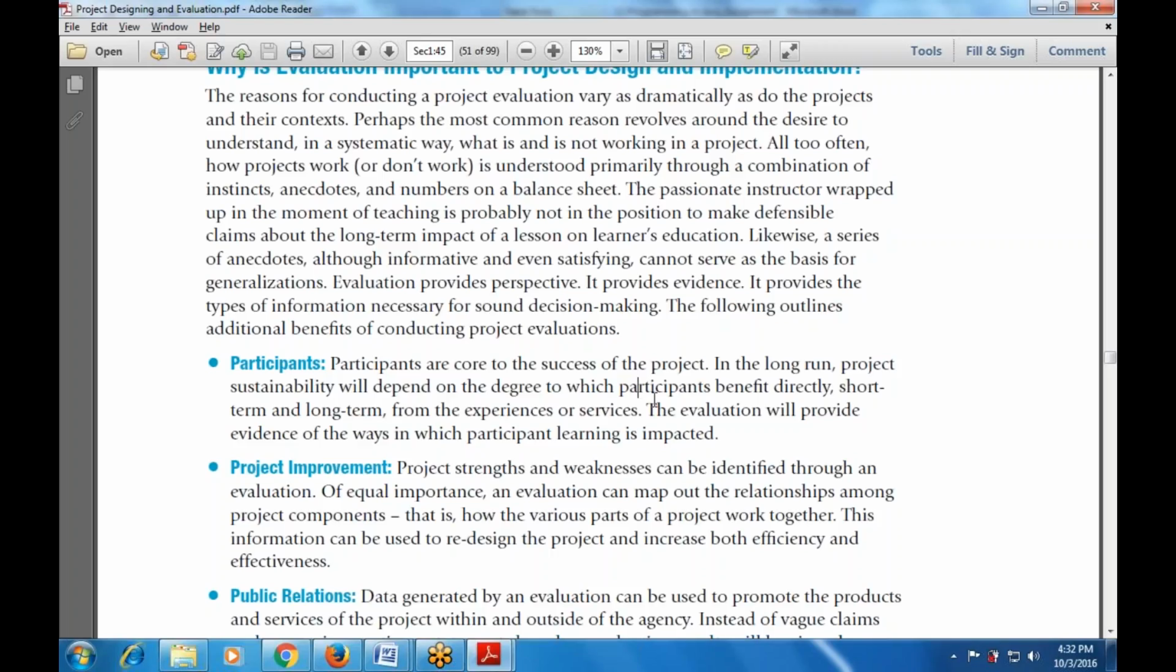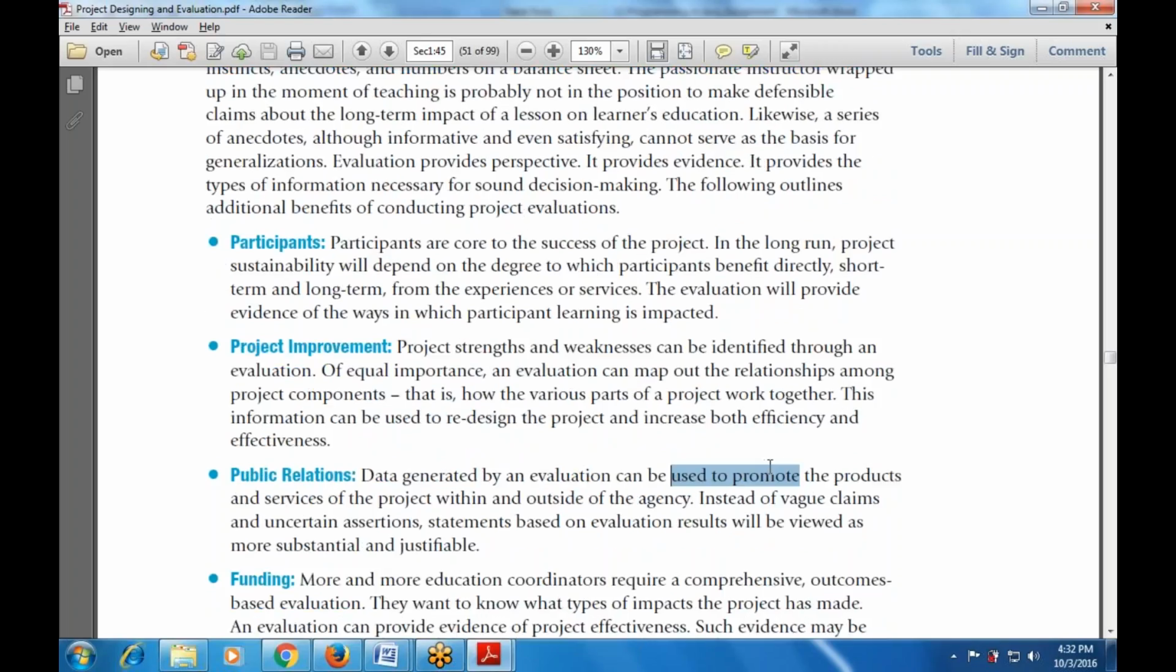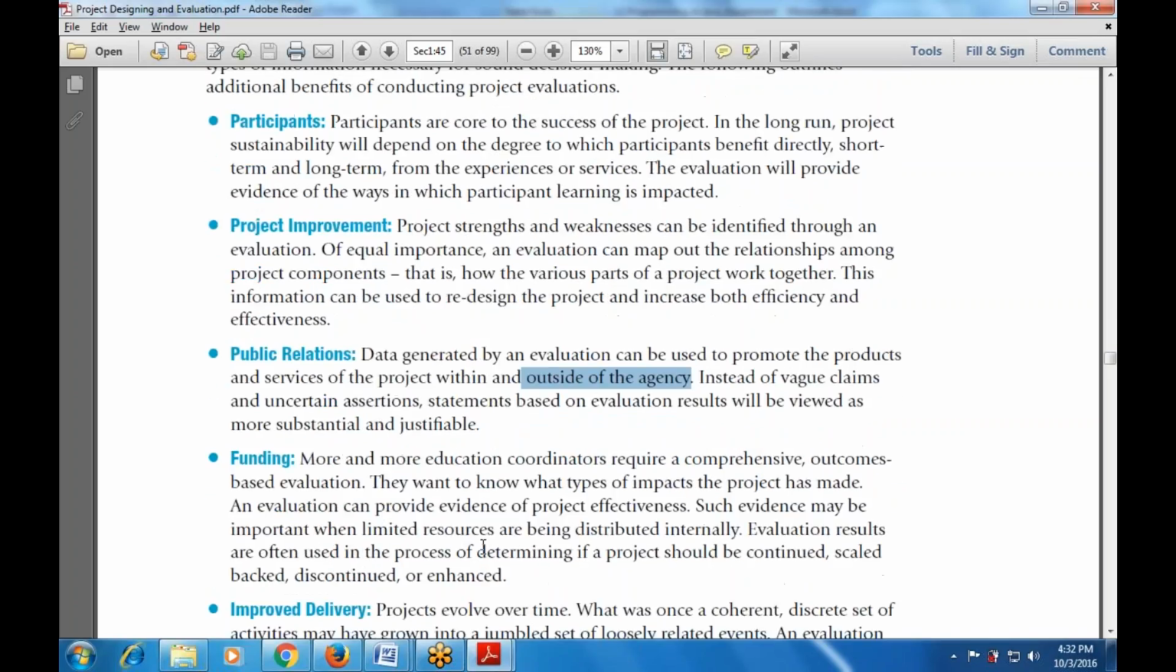Whatever data is generated by an evaluation can be used to promote the products and services of the project within and outside of the agency. Public relations means relating with the public, how they promote the products and services of the project, how the project was developed, why it was developed, and what is the main benefit of developing the project. That is public relations.